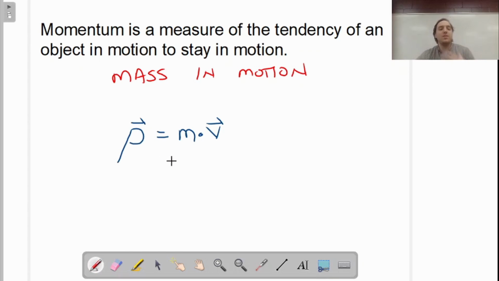Further, momentum is mass times velocity, which means it has units of kilograms times meters per second. This does not have a particularly useful shorthand. There's no Newton, so to speak, here. Nothing this simplifies down to. It's just kilograms meters per second. So let's take a look at this. How does this work? How do we calculate this?